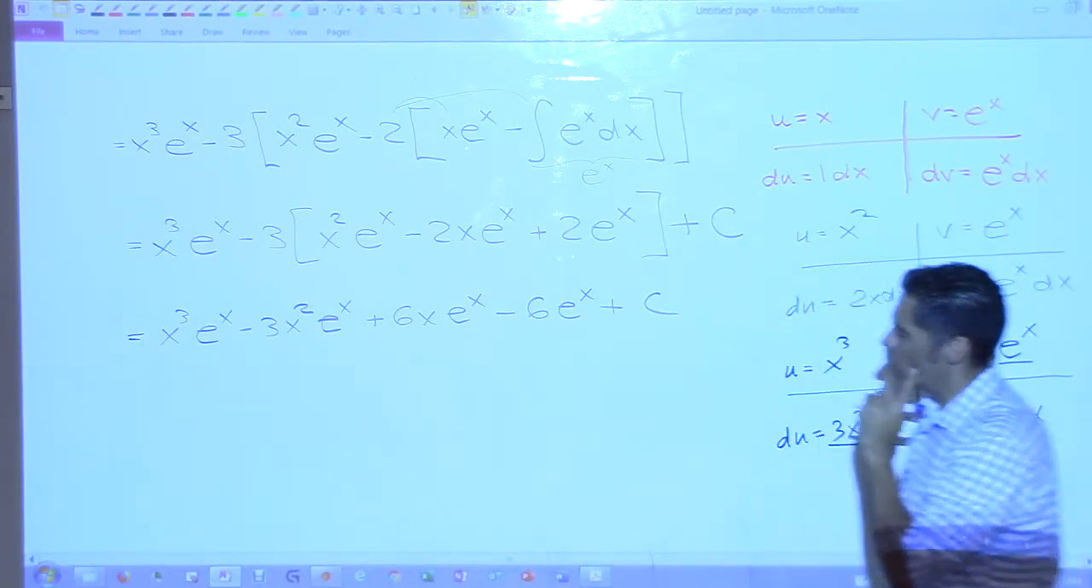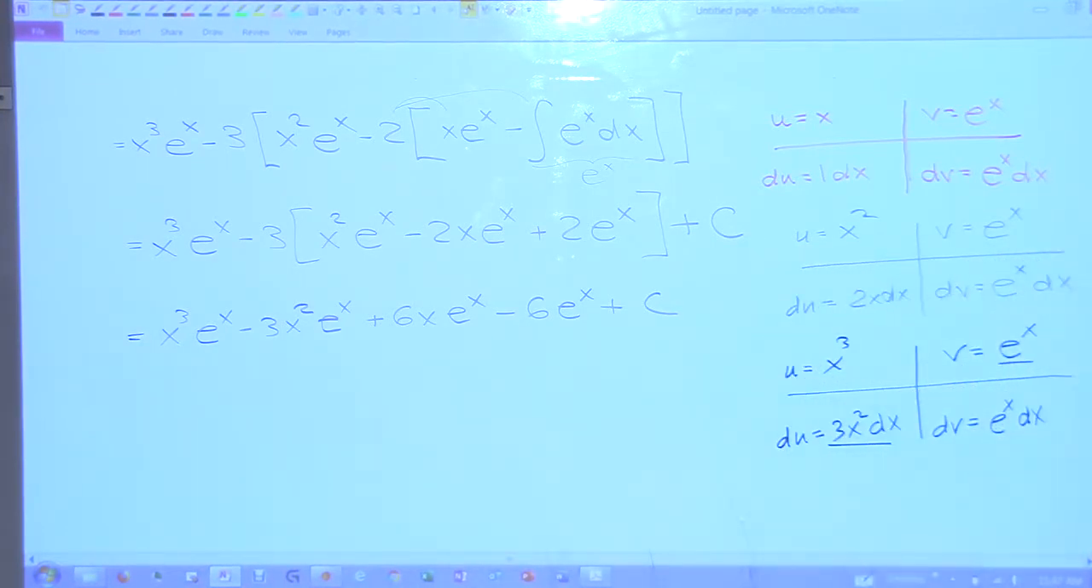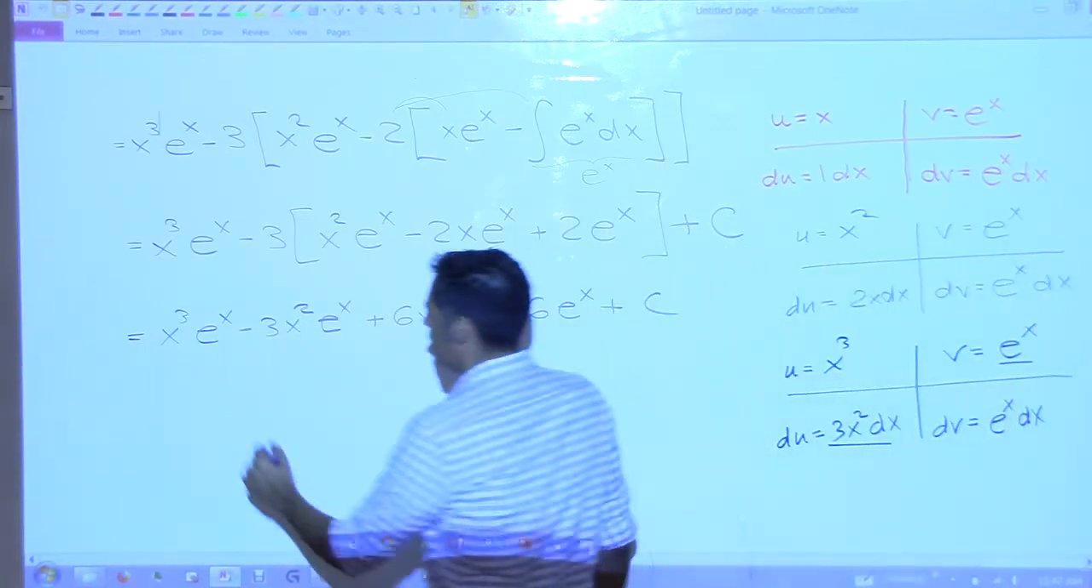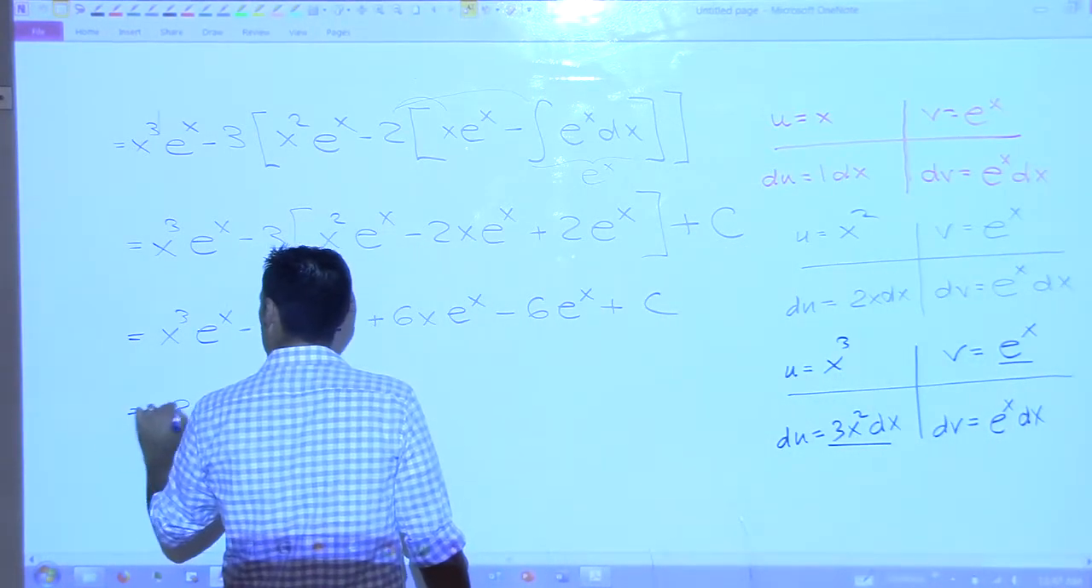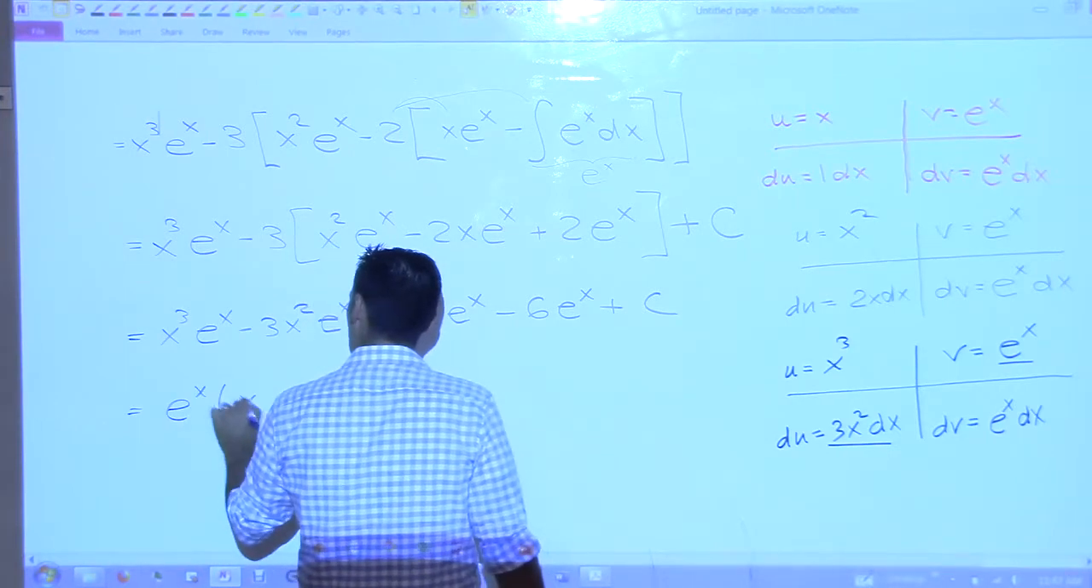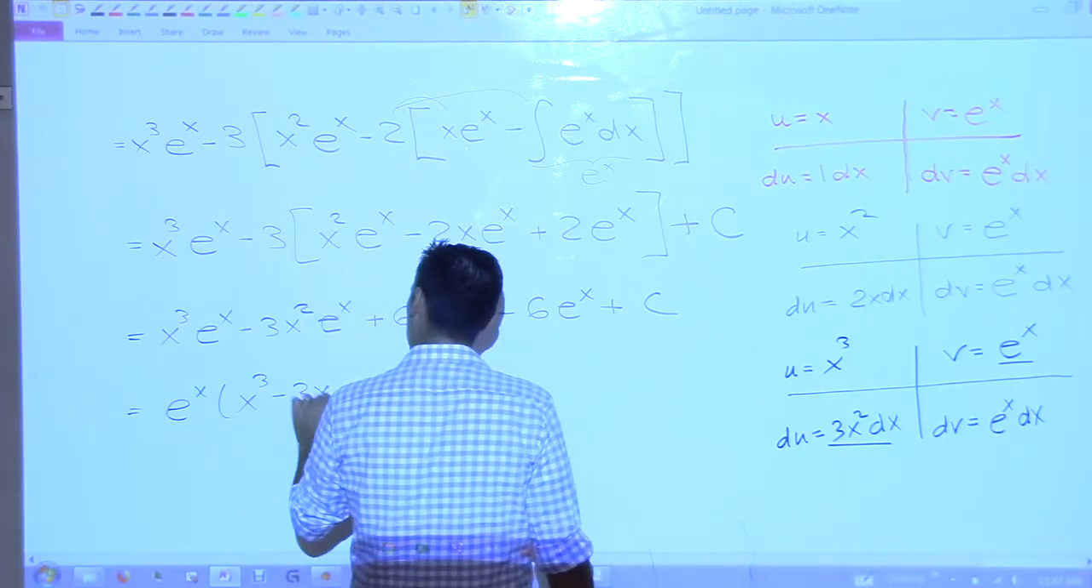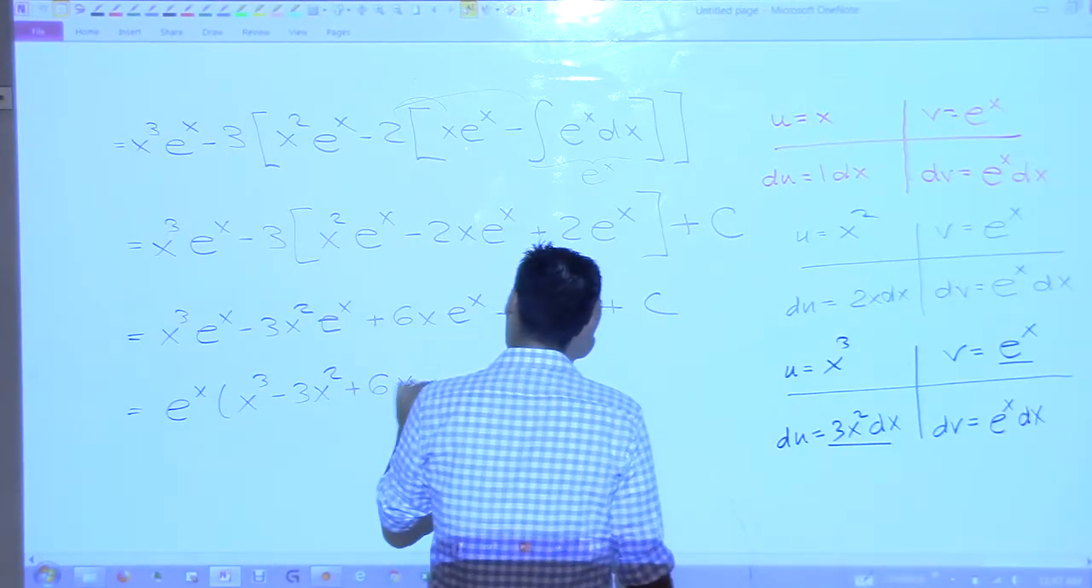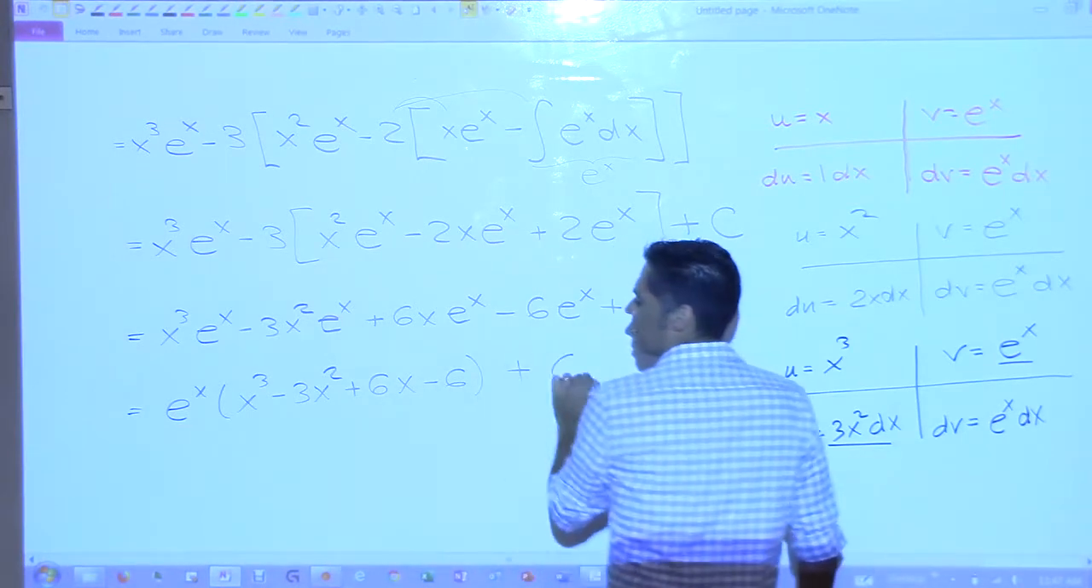Unfortunately, the only thing we really could do here is maybe factor an e to the x out. You could do that. You could factor an e to the x out. So maybe you could do this: e to the x, and then you'd be left with x cubed minus 3x squared plus 6x minus 6 plus a constant.